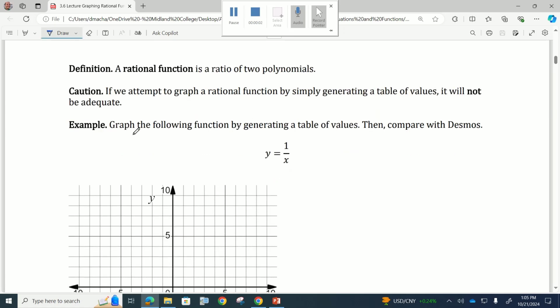And this is not so bad. This should really remind you of last week when we were graphing polynomials on Monday. But unlike when we were graphing polynomials and graphing quadratic functions, it's not going to be enough to just generate a table of values.